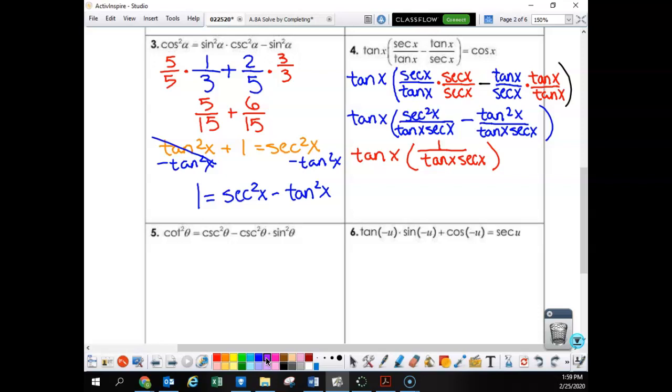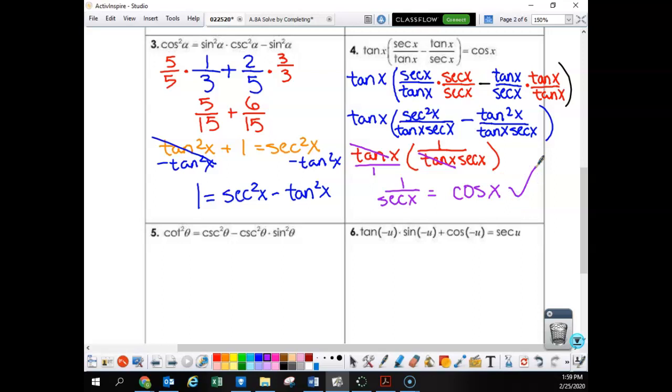Right, so this is on the numerator, right? This is over 1. This is in the denominator, so tangent divided by tangent is just 1. So I'll be left with 1 over secant x. And what is 1 over secant x equal to? Cosine x. Okay?